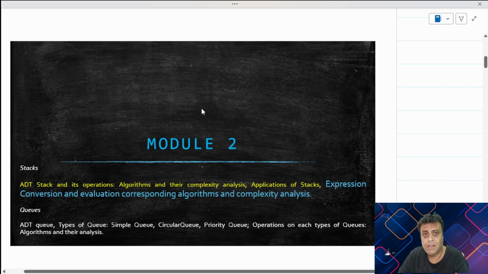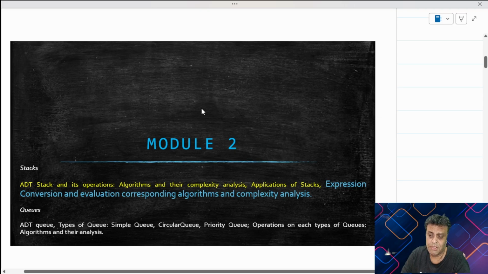We are trying to upload module 2, and these modules will be different in different university curriculums, but stacks will definitely be there under any of the curriculum modules. Infix, postfix will be there in any kind of university curriculum module on DSA. So we are trying to attack that module.